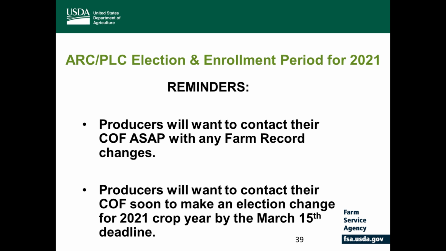Again, I want to remind you, if you've got any farm record changes, you need a reconstitution on your farm, or you want land split out of your farm for 2021, please call your FSA office sooner rather than later and get that in the process of happening. Producers, again, you're going to want to contact your office. We need you to get in there before this March 15th deadline. We don't want to see anybody be ineligible for the 2021 program.